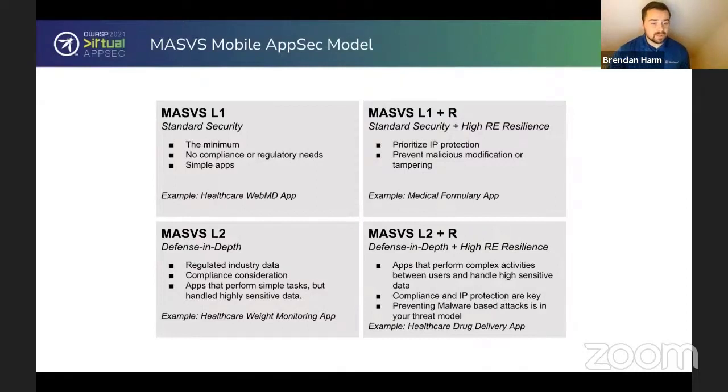One of the things that the MASVS does is create clear tiers for different types of apps. If we start in that top left box, MASVS L1 is the minimum security requirement. It's best for apps that have no compliance or regulatory needs, and are more simple applications. So for this whole slide, we're going to use example apps in each one of these boxes just to help drive the point home. And they're all going to be from healthcare, because healthcare is something that we often think about as needing better security or being highly secure. And both of those are in a way true. But we're going to be talking about different kinds of healthcare and medical apps here.